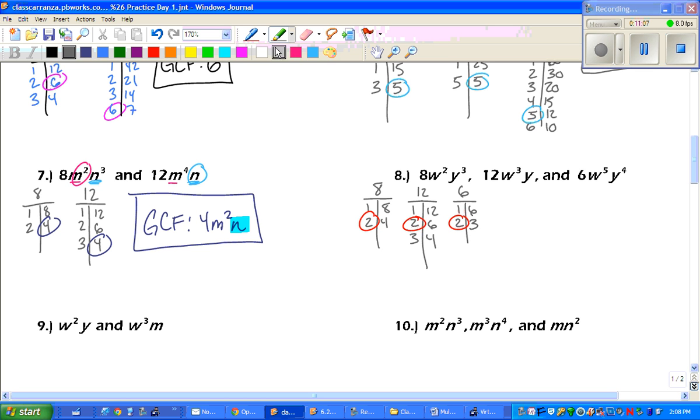Now, let's look at the variables, okay? This one has a W, this one has a W, and that has a W. So the smallest one is W squared. Now looking at the y's, the smallest y is that one. So when we write our GCF, it is 2W squared y.